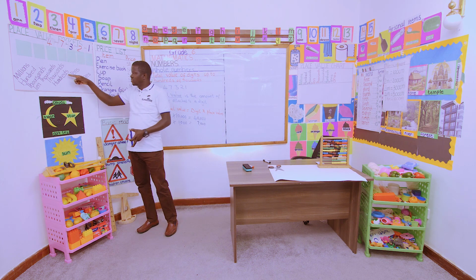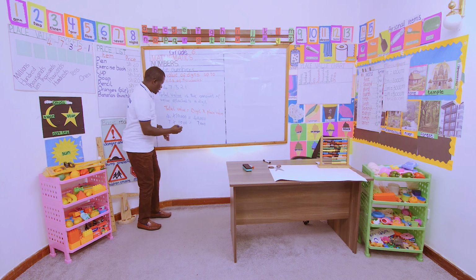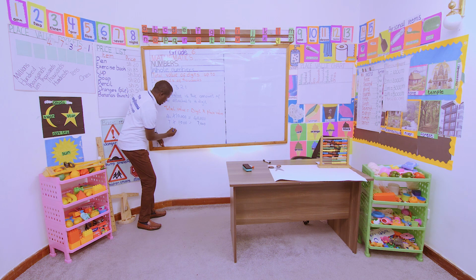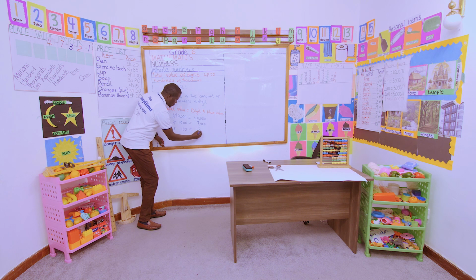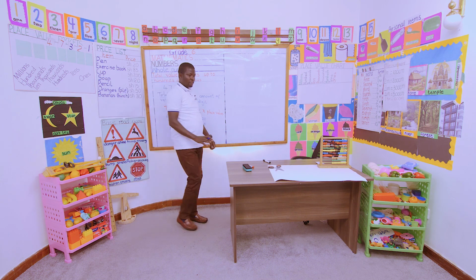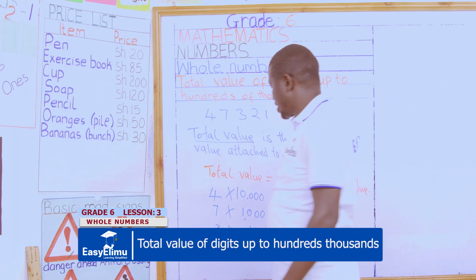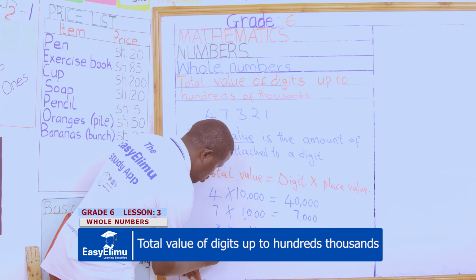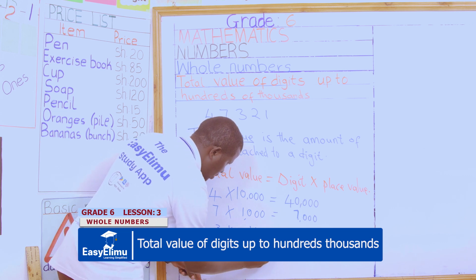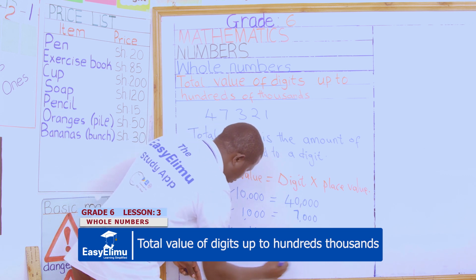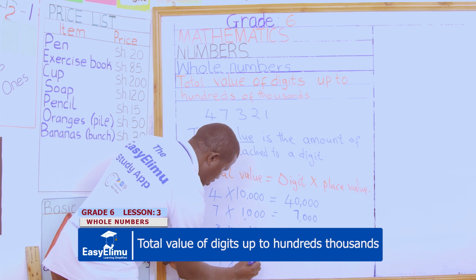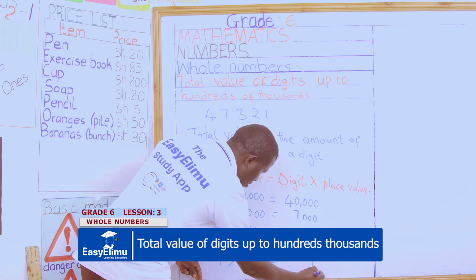3 is in the place value of hundreds. So now you take 3, you multiply by 100, and once you multiply, you get 300 as its total value. You can do the same to 2 and 1. 2 multiplied by 10, you get 20. And finally, you have 1 multiplied by 1s to get 1.